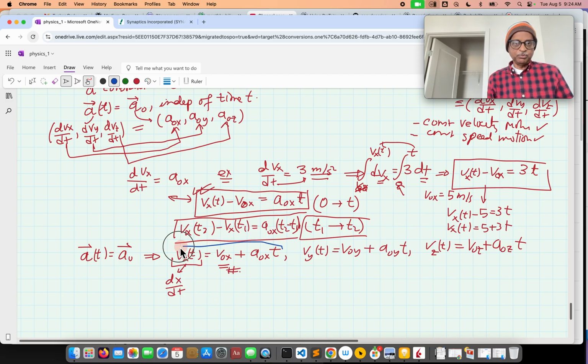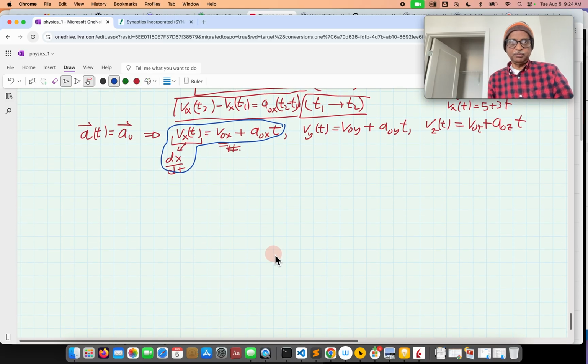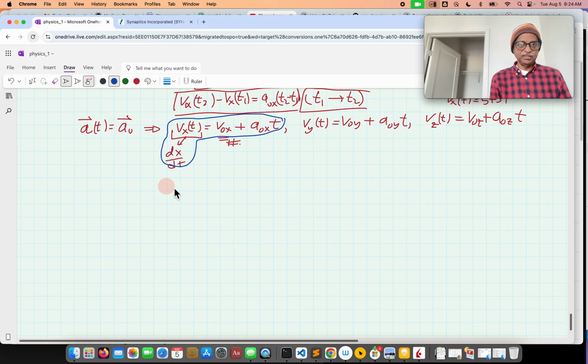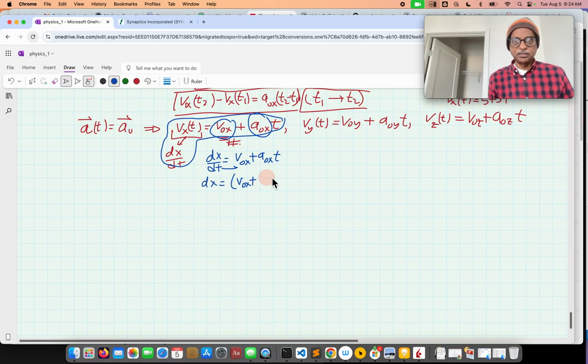Let's see how much progress we can make in this direction to get the x coordinate. Okay, we can make a lot of progress. So we can write dx/dt as the x part of the initial velocity plus a constant: v0x plus a0x t. Again, we send dt to the other side, so dx is v0x plus a0x t, dt.